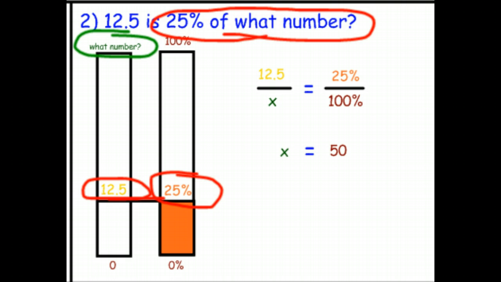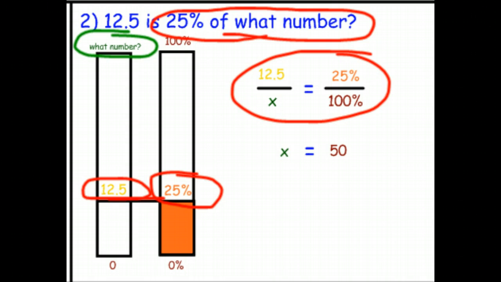It looks like it's going to be somewhere in the range of maybe above 45, 50, maybe even as high as 55. Once we set up our proportions with each other, 12.5 over x is equal to 25 over 100, and then solve using cross products, x is equal to 50.